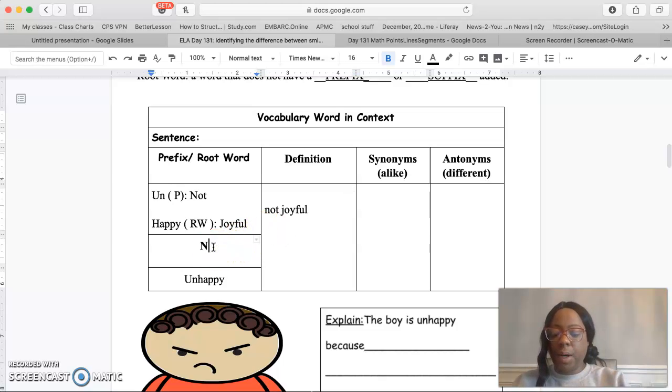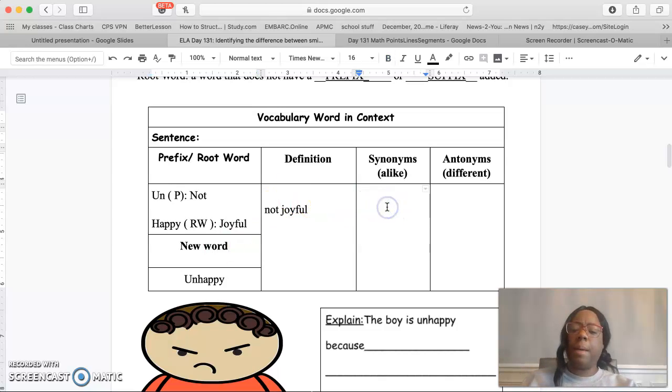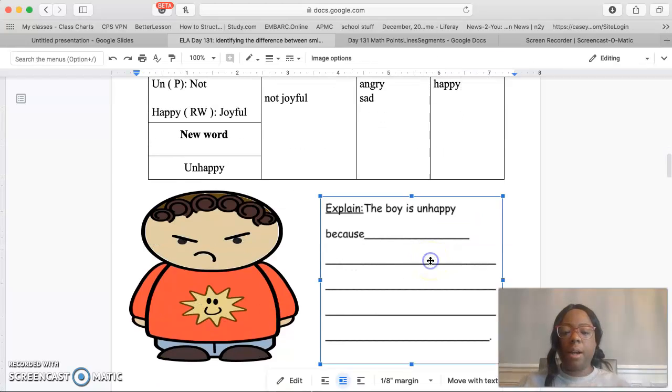We've created the new word unhappy. Now, if we're thinking about it, we want to find a synonym that's the same as unhappy. Now, if I were thinking about being unhappy, another word that I can describe that as is angry or sad. So I'm going to write those synonyms down. Now, if I were thinking of an opposite, I would say that the antonym of unhappy would be happy. All right, so let's look at our illustration.